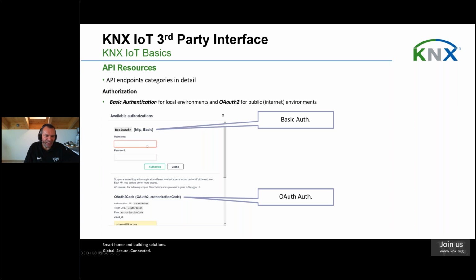So how to authorize on such an endpoint or such an IoT interface. Two options, depending on where we are located. If it is in the internet environment, we have the OAuth 2 authorization code flow. And OAuth 2 allows you, as a standardized authorization code flow, to connect to such an interface with standardized technology.